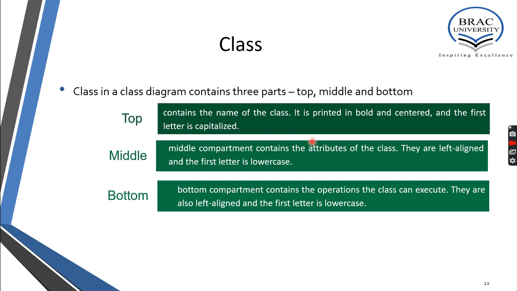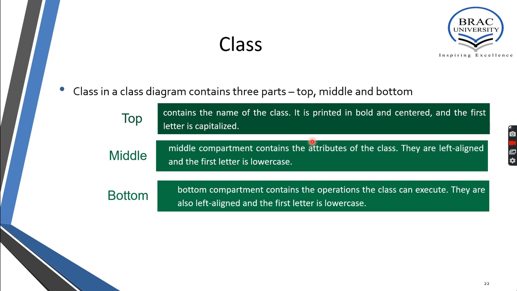So the first component is the class in class diagram. You already saw the structure of a class. A class in a class diagram contains mainly three parts. At first, the top, which represents the class name, contains the name of the class, and it should be printed as bold and centered, and the first character is capitalized. So the basic convention of the class name should be followed here, and additionally in the class diagram the class name should be bold and centered.